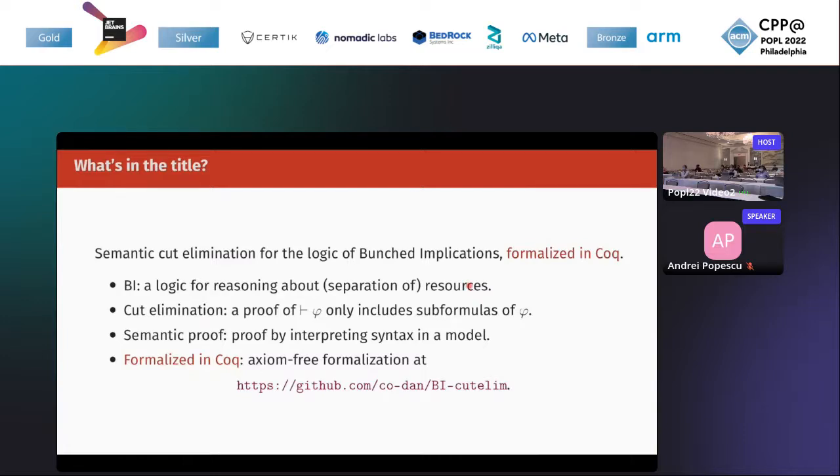In the remainder of this talk, I would like to explain the problem in more detail and sketch the proof. I will conclude the talk with some reflections on the formalization process.